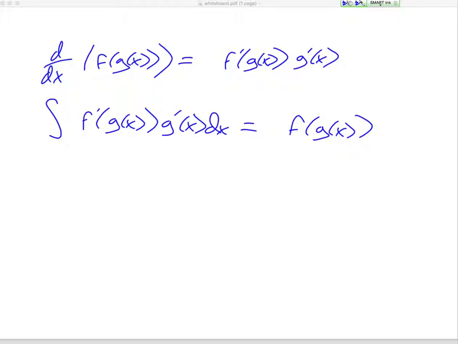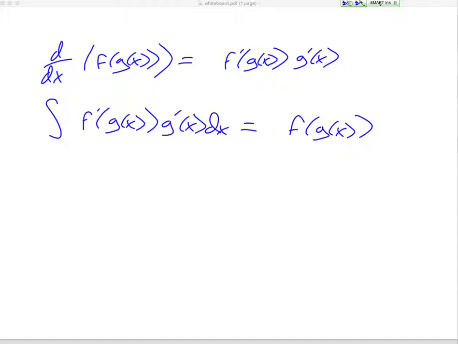Anybody else see a pattern? Whatever is your inside function, it's got to have a derivative, because it derived from the chain rule.